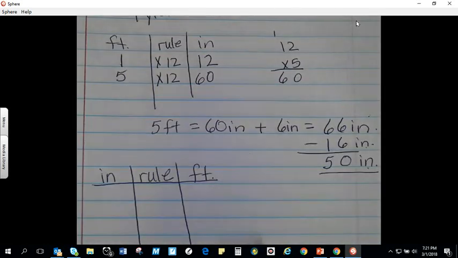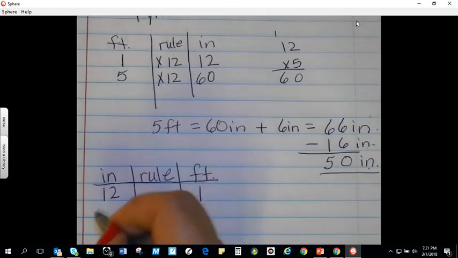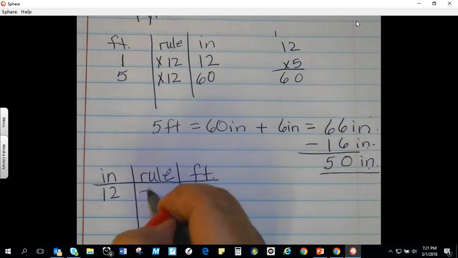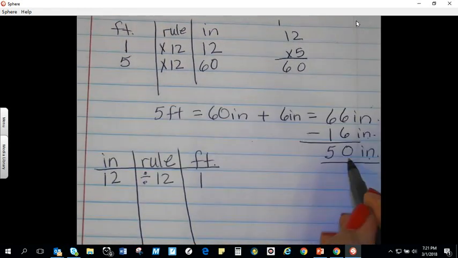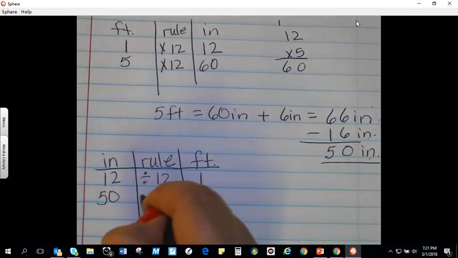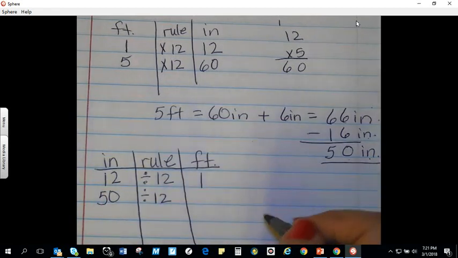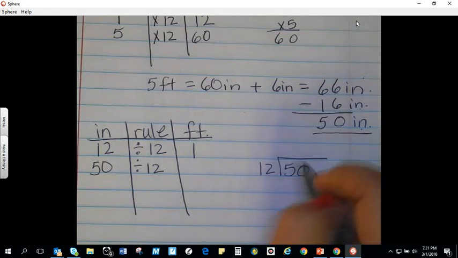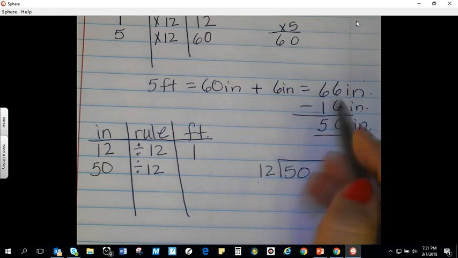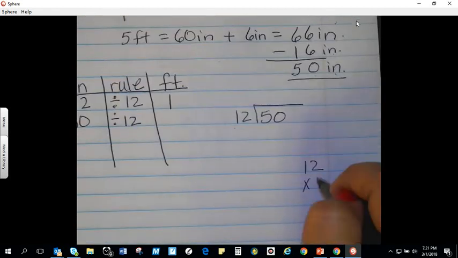So if that's the case, for every 12 inches, that's 1 foot. How did I get from 12 to 1? I divided. Remember, you're only going to multiply or divide. So if I had 50 inches, that's right, your rule is divided by 12. How many feet do I have? So now let me do my math. 50 divided by 12. Okay, I know that 12 times 5 is 60, and that's going to be too big. So what is 12 times 4?